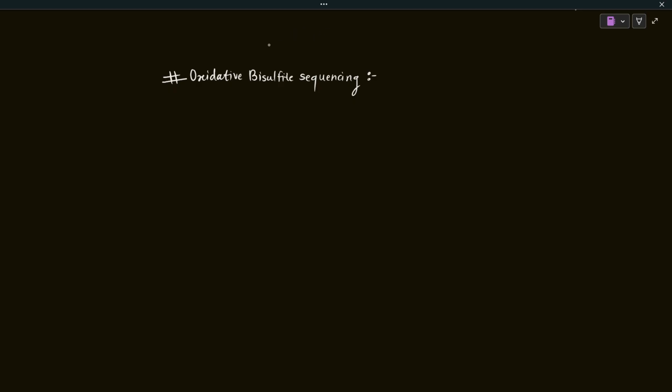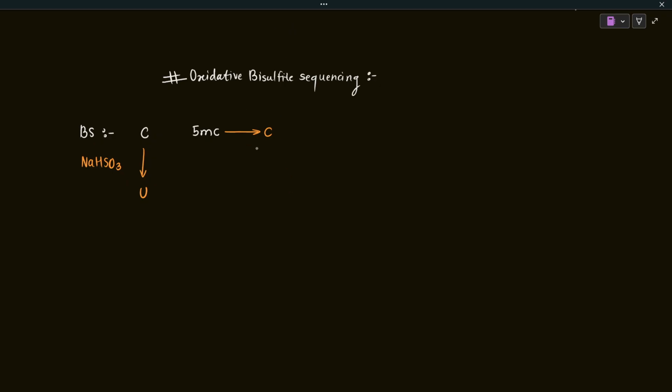So what is the drawback? Let's learn about it. For a quick recap, bisulfite sequencing is able to differentiate between cytosine and 5-methyl cytosine. In bisulfite sequencing, cytosine is deaminated and converted into uracil due to sodium bisulfite. But sodium bisulfite cannot work on 5-methyl cytosine, and that is why 5-methyl cytosine is read as cytosine in bisulfite sequencing.